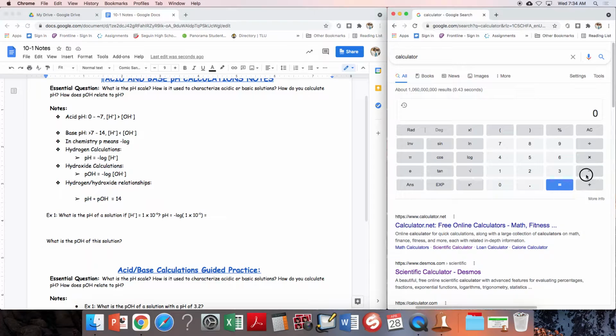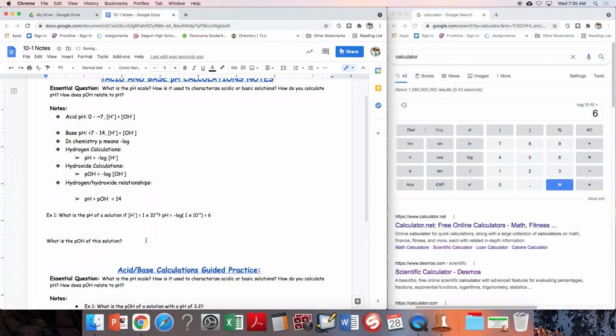So all we need to do is take the negative log of 1, and remember, use your E key if it's in scientific notation. E, which replaces times 10 to the negative 6th. Close parentheses. That gets our answer, which is 6. Not so bad.